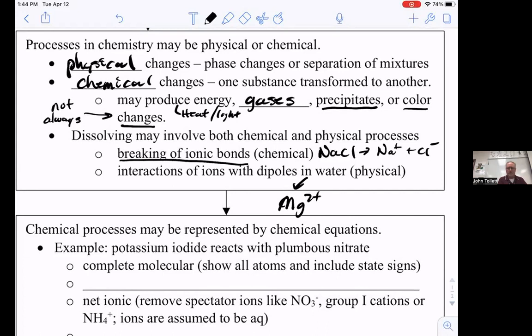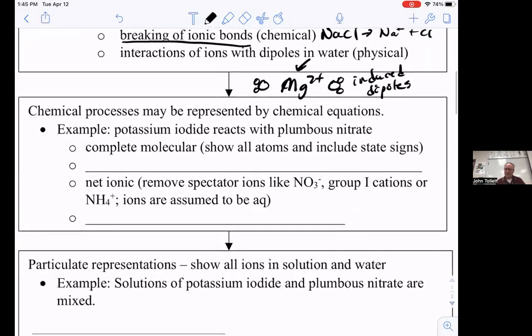If you had a magnesium ion, it would be attracted to the oxygen side of the water molecule, dissolving the magnesium ion in there. But the magnesium ion might actually cause a dipole moment, or pull the electrons in that molecule closer to it, causing what we call an induced dipole. So that's something to think about. Induced dipoles are generally caused by a highly charged ion acting on a molecule with a lot of electrons. Anyway, chemical processes can be represented, of course, by chemical reactions.